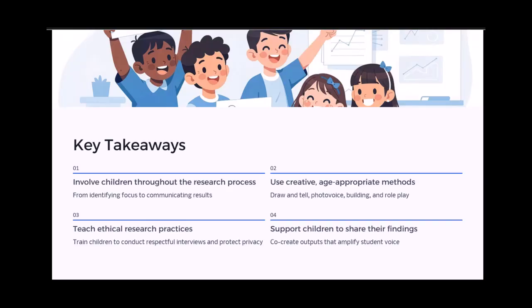So some key takeaways. It's important to involve children throughout your research process in some way, either in an advisory capacity, as a full or part co-researcher, or maybe as consultants. It's important that we use creative, age-appropriate methods, so interviews and focus groups mightn't always be the most appropriate way. Give them opportunities to express themselves in different ways, or maybe choose a different way.